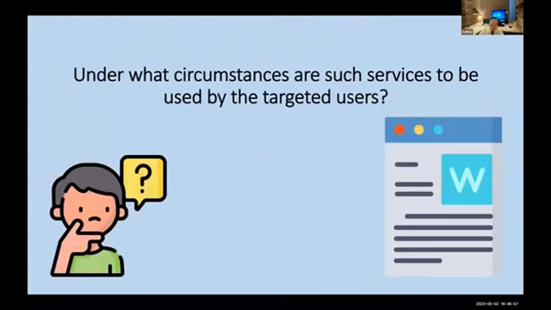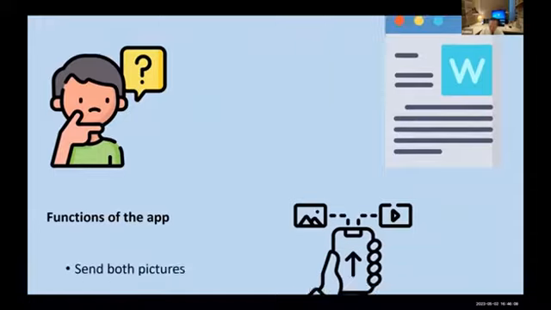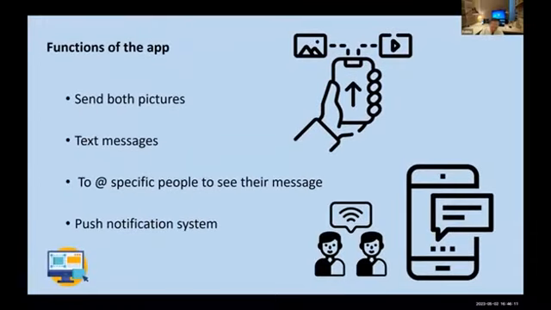Okay, and I will introduce you to part of my presentation. Under what circumstances are such services to be used by the target users? The role of the application we are looking at is to allow users to chat and send messages at any time when there is a network, and to save drafts for later when there is no network available. There is a range of application features.